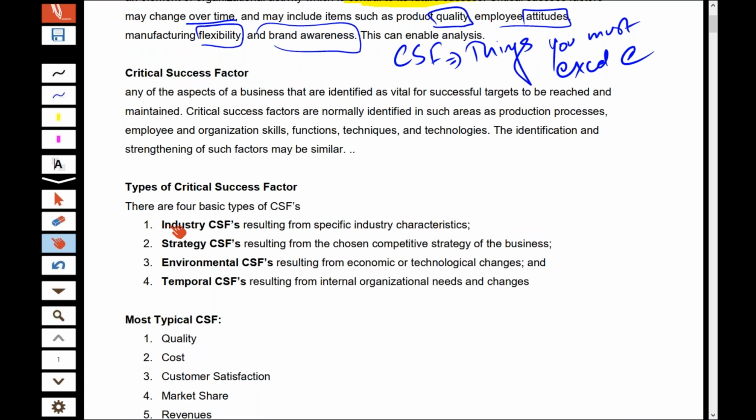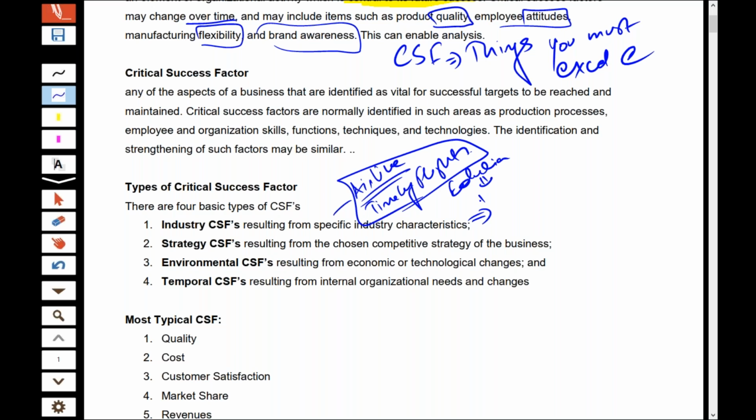Okay, so the four basic types of critical success factors are, number one, your industry critical success factor. It actually depends upon the industry in which you are operating. For example, in the airline industry, the critical success factor is on-time flights. Timely flights are going to be one of the critical success factors. In the education industry, you probably have the pass rates. That is going to be one of the critical success factors for the education sector.